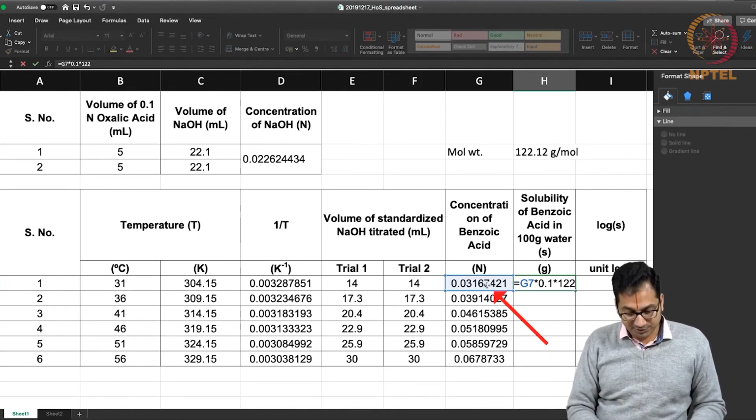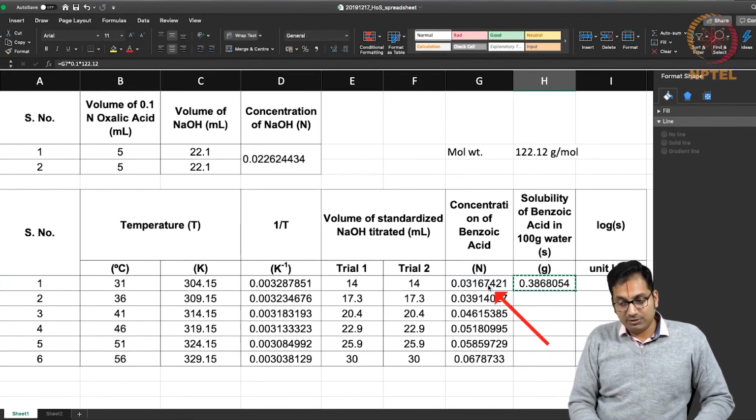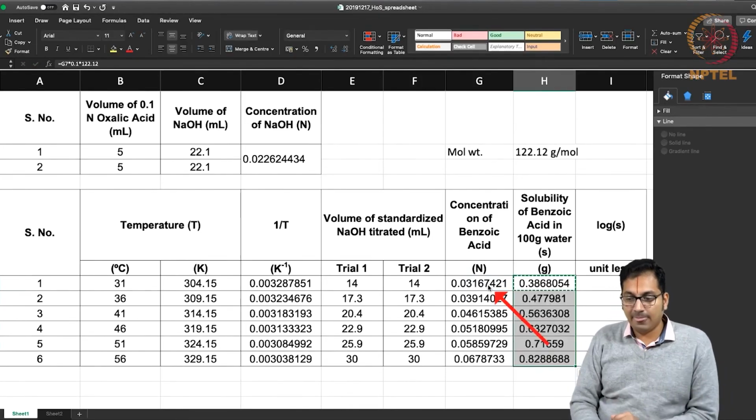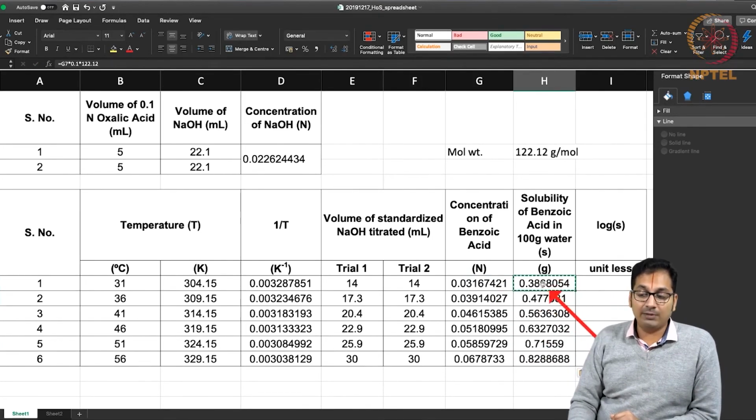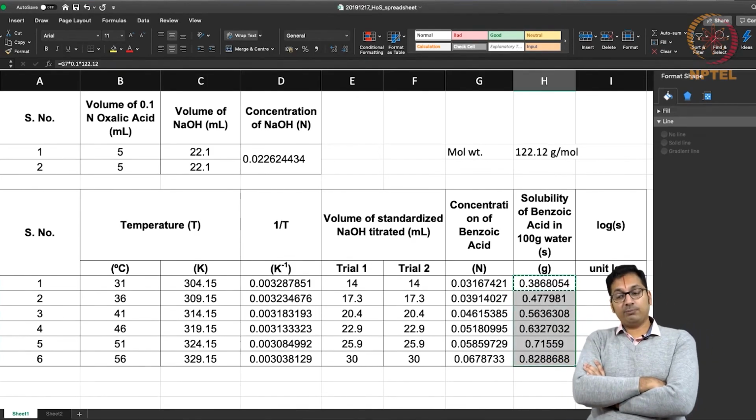The molecular weight of benzoic acid is 122.12 grams per mole. So now this we can copy paste again. So this ends up saying how many grams of benzoic acid we have dissolved in water as a function of temperature. Let's start to make observations right away.